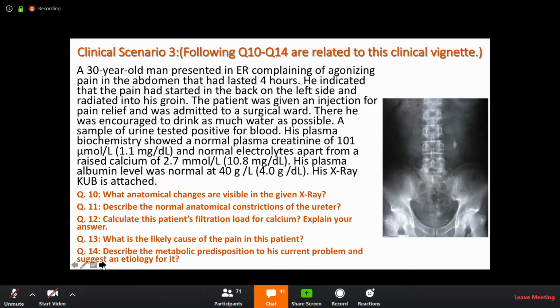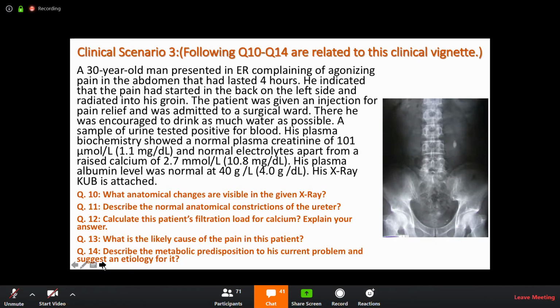So this very obvious shadow, to me, looks more like a calculus, a stone. Now, if you refer back to when we were talking about the ureter and its pathway, the relation of the ureter with the bony landmarks, do you remember we talked about the tip of the transverse processes of the lumbar vertebrae being closely associated with the pathway of the ureter? So you can see this lumbar vertebra, and look at its transverse processes, and just at the tip of the transverse process there is an opacity. To me, it is more likely a calculus present within the ureter.